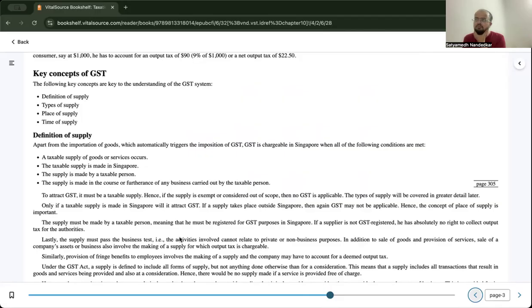Satyamay, gifting a wallet or gifting a phone to Ashna, is that supply or is it a gift? Is gift covered under supply? For that, we'll have to look at the specific definition of supply.